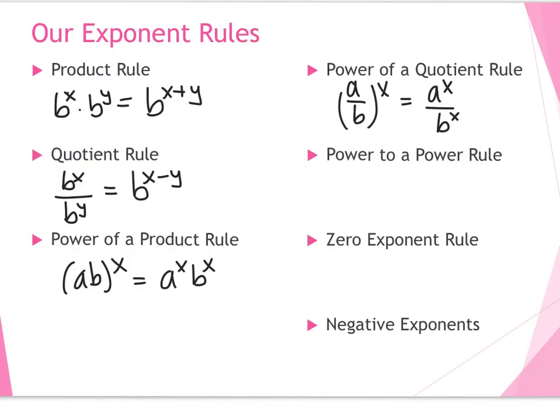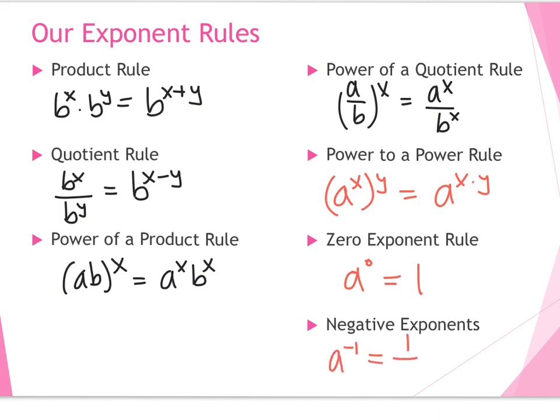Okay, so now we're going to continue adding to our list here. So we had our first four, so we had our product rule, our quotient rule, our power of a product, and our power of a quotient. And so now we're going to do power to a power. So the idea here is that we have a to the x to the y would give us a to the x times y, and so that would be our power of a power rule. Our 0 exponent would be a to the 0, or any base to the 0 is going to equal 1, and our negative exponents is simply a to the negative 1 is 1 over a.